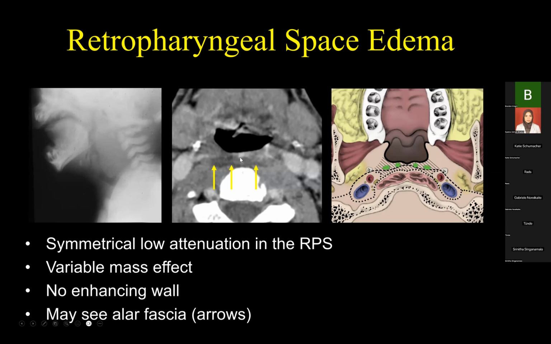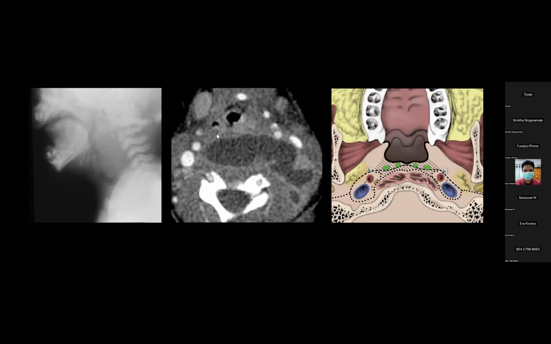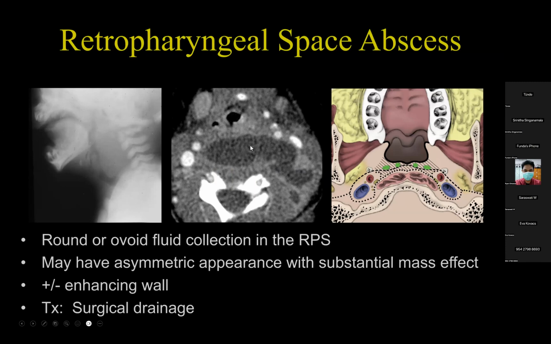It can have a little mass effect, but again, juxtapose this to the cases of retropharyngeal space abscesses that I'll show in a couple of slides. And this, in fact, is a case of a large retropharyngeal space abscess. Notice how this is predominantly midline, occasionally can be a little off the midline, but still within the expected location of the retropharyngeal space. And we can see it's actually extending, in this case, laterally to involve the lateral aspect of the neck. So this is a true retropharyngeal space abscess.